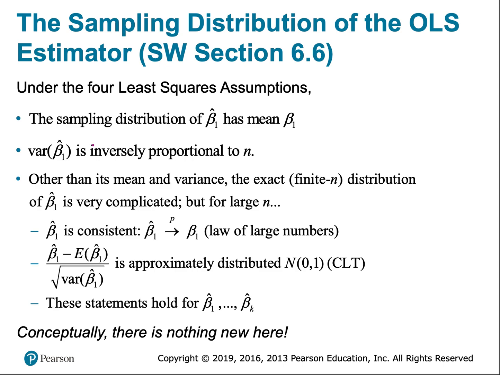Other than its mean and variance, the exact finite-n distribution of beta 1 hat is complicated, but for large n, beta 1 hat is consistent, so beta 1 hat converges in probability to the population value of beta 1. The standardized value of beta 1 hat, beta 1 hat minus the expected value of beta 1 hat over the square root of the variance of beta 1 hat, is approximately distributed according to the standard normal distribution, thanks to the central limit theorem. These statements hold for beta 1 hat through beta k hat. So conceptually, there's nothing new here. These are all the same, only we have some new coefficients to work with.